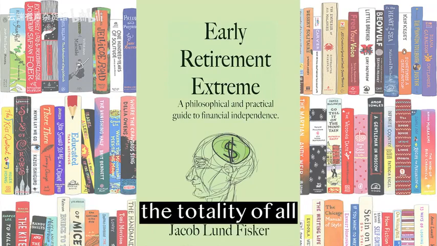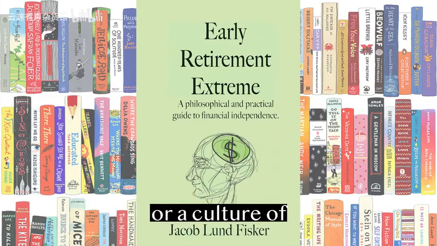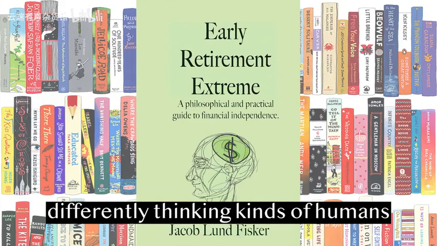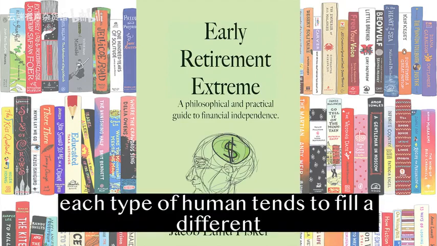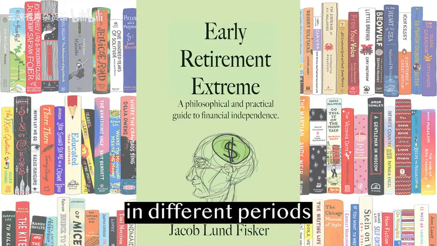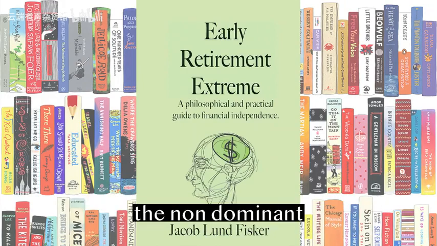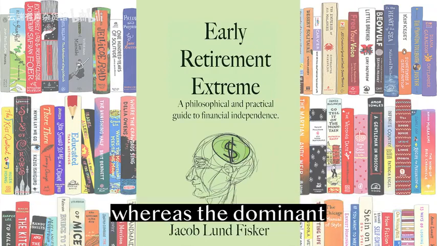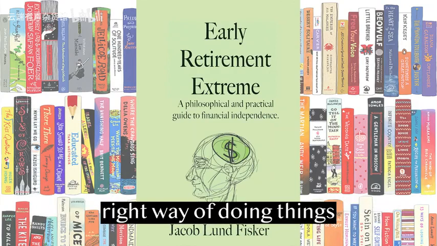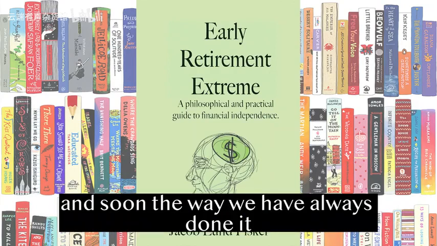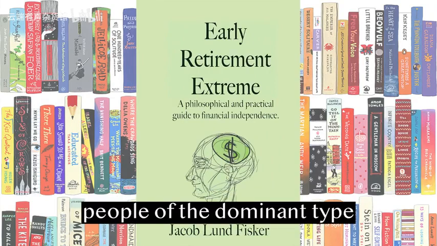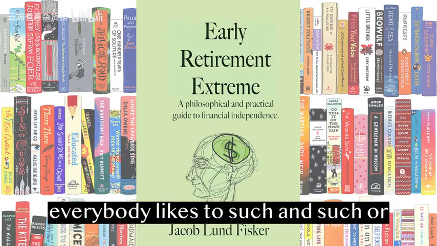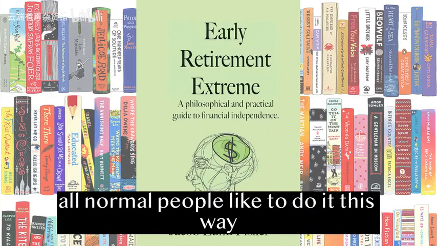The totality of all people forms an ecosystem or a culture of 4 interdependent types of differently behaving and differently thinking kinds of humans. Each type of human tends to fill a different niche of society. In different periods, different types will dominate the culture. The non-dominant types will be considered undesirable or unrealistic, whereas the dominant type will generally be considered the right way of doing things, and soon the way we have always done it. People of the dominant type effectively characterize the culture and will justify their actions by saying, everybody likes to such and such, or all normal people like to do it this way.